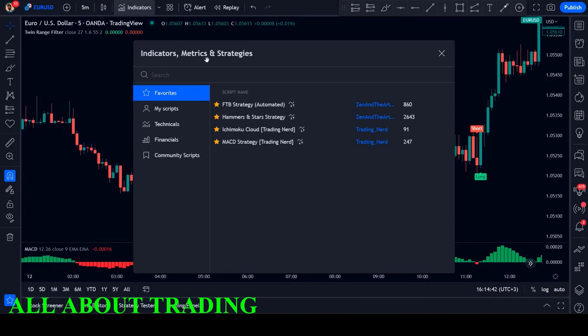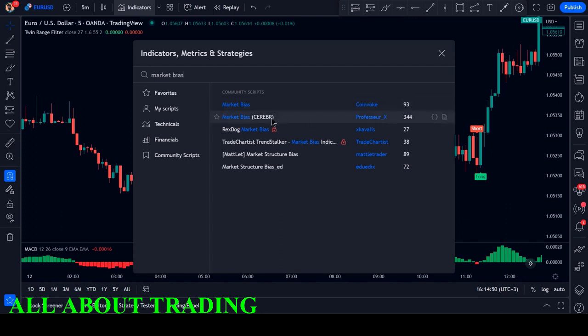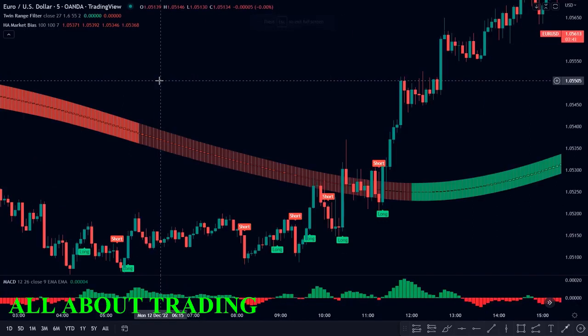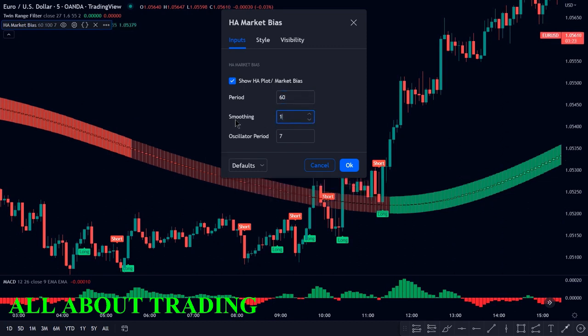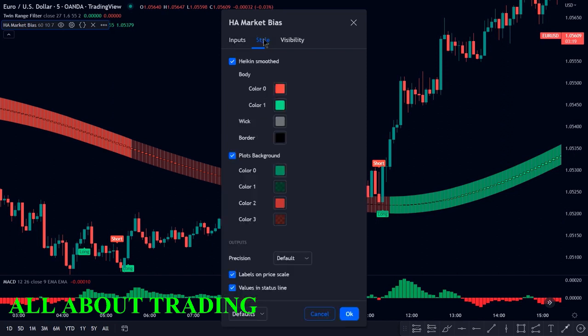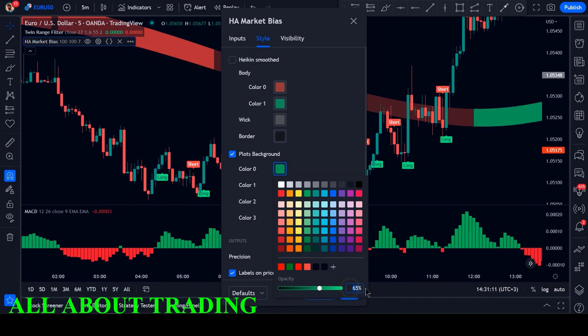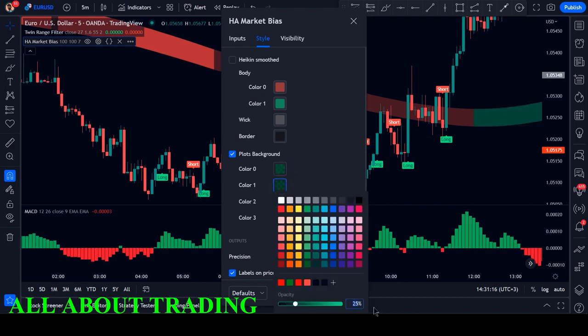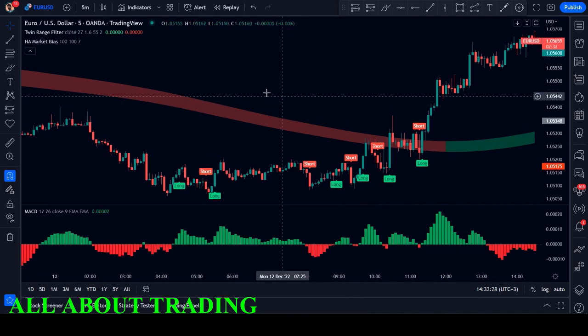Last but not least, our third indicator is called market bias. Click on this one by Professor X. Again, we're gonna access this indicator settings by clicking right here. On the inputs tab, change the period to 60 and then change the smoothing to 10. Head over to the style tab and uncheck this option right here. Then here on the plot's background, click on each color and change the opacity to 30. Then click OK.